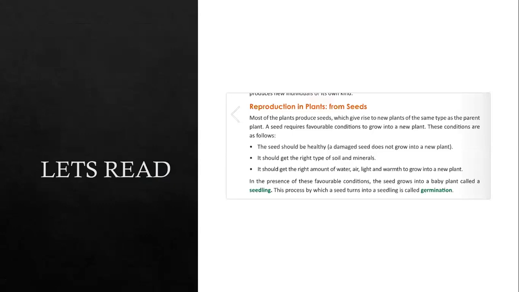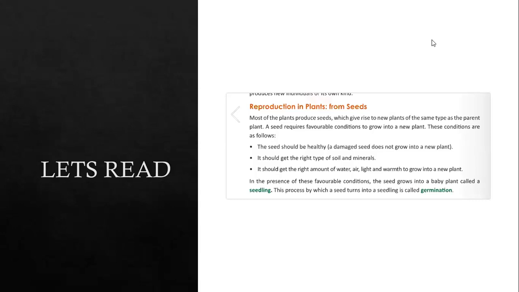So how a seed should be, it has been mentioned clearly here. The seed should be healthy. A damaged seed does not grow into a new plant. We are not using unhealthy seeds, we are using only a healthy seed. It should get the right type of soil and minerals.